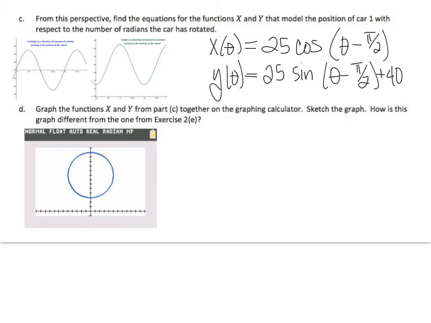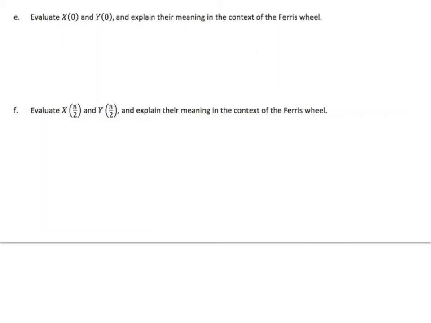Pretty cool. Okay, if you graph them together on your calculator, that is what you will get. Go ahead and try it on your own. I'm not going to do it and take pictures again. And then evaluate x of 0 and y of 0.